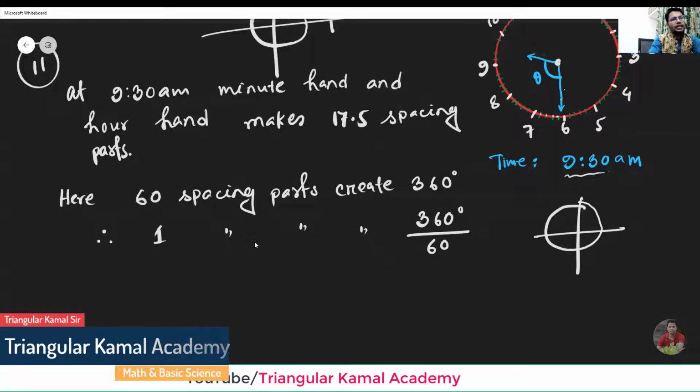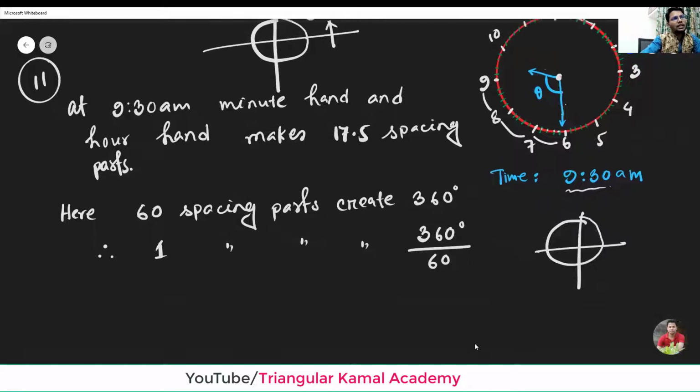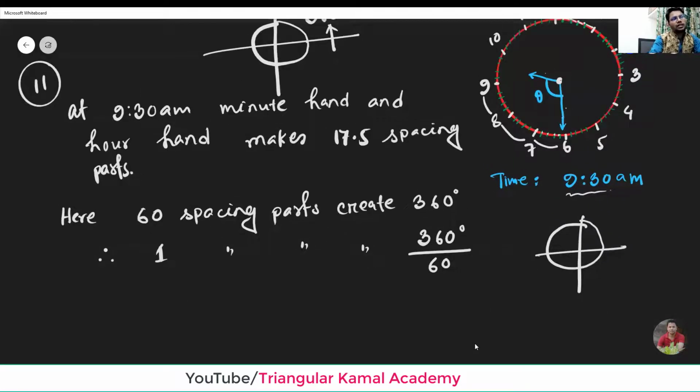Now at 9:30 a.m. there are a total of 17.5 spacing parts, like from 6 to 7 there are 5, from 7 to 8 there are 5, and from 8 to 9 there are another 5. So 5 plus 5 plus 5 is 15, and between 9 and 10 the middle position is the clock hand, so there are again 2.5.